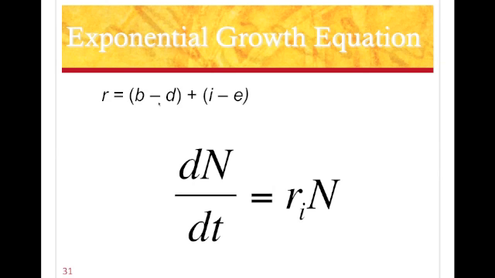If you have more births than deaths, then this is a positive number. If you have more deaths than births, then this is a negative number. And the same thing over here. More immigrations, then this number is positive. More emigrations, this number is negative. And you add these things together and you get R. And R is that intrinsic rate of growth.